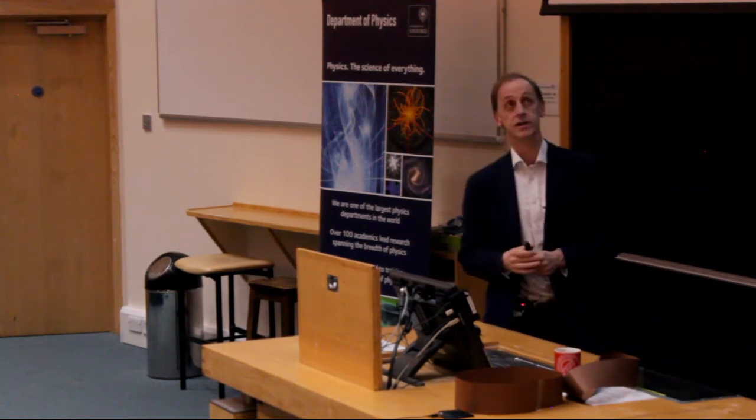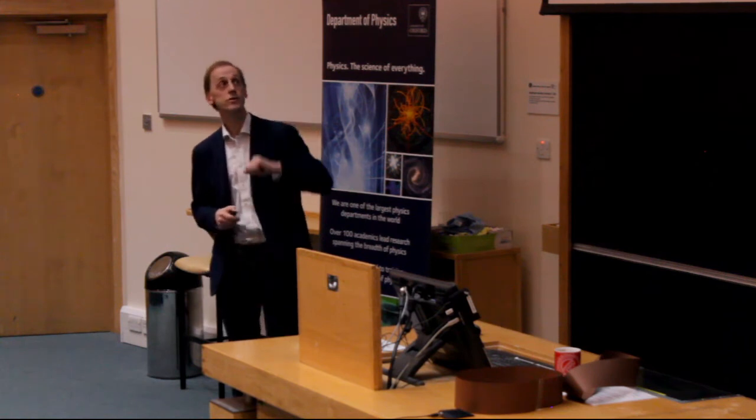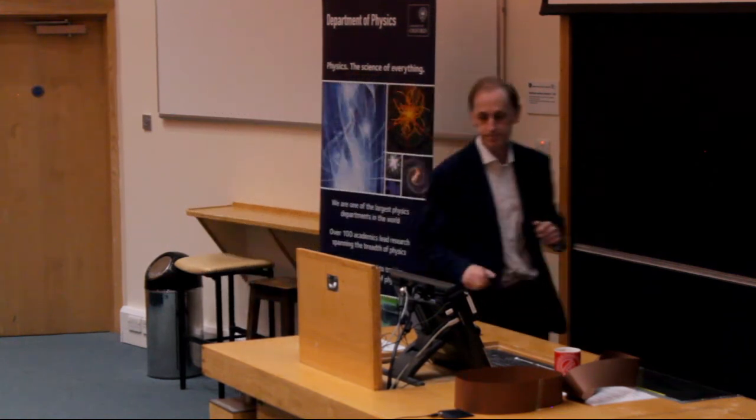There are actually other facilities available to UK researchers. This picture is of a mountainscape near Grenoble in France. And somewhere on this picture there is the European Photon and Neutron Science Campus. It's actually here. Where these two rivers meet, you can see there's an X-ray synchrotron here and there's a neutron scattering facility again. And UK users can go and use these facilities to do their experiments.